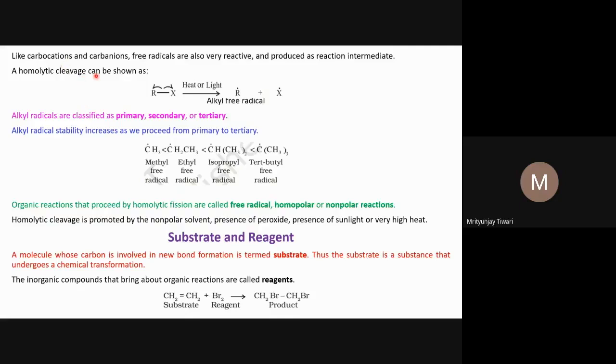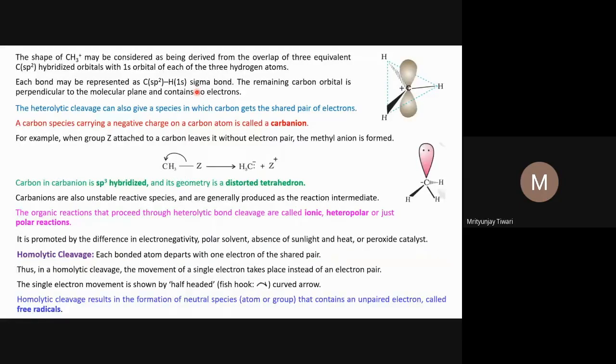So homolytic cleavage can be shown as this. One electron goes to this R, one electron goes to this X, and you can see this is a C-X bond. X is usually a halogen atom, and there is a difference in electronegativity. But in the presence of sunlight or high heat, it undergoes homolytic cleavage. So what I said earlier, heterolytic cleavage is promoted by the absence of sunlight, the absence of peroxide catalyst, or the absence of high heat.